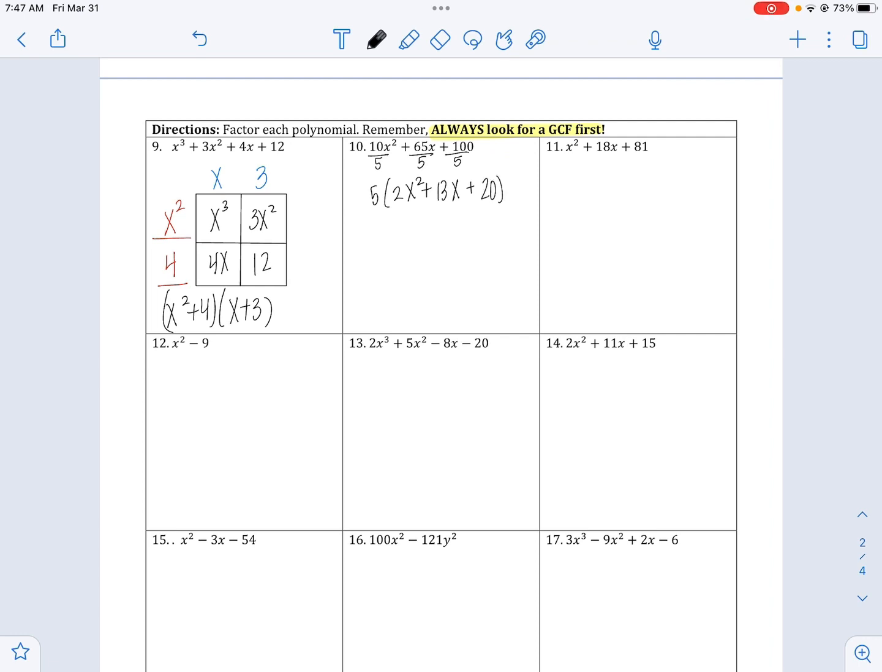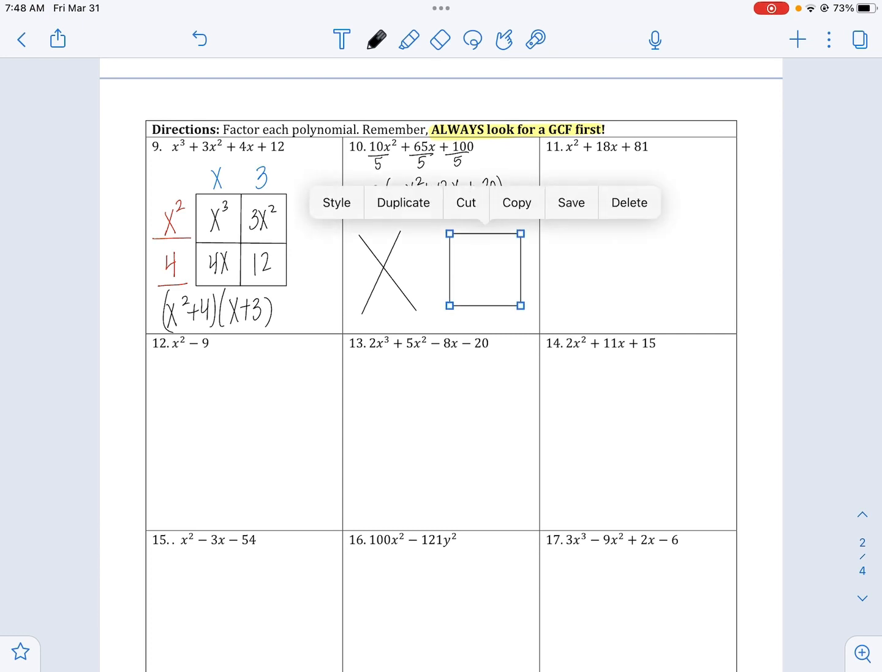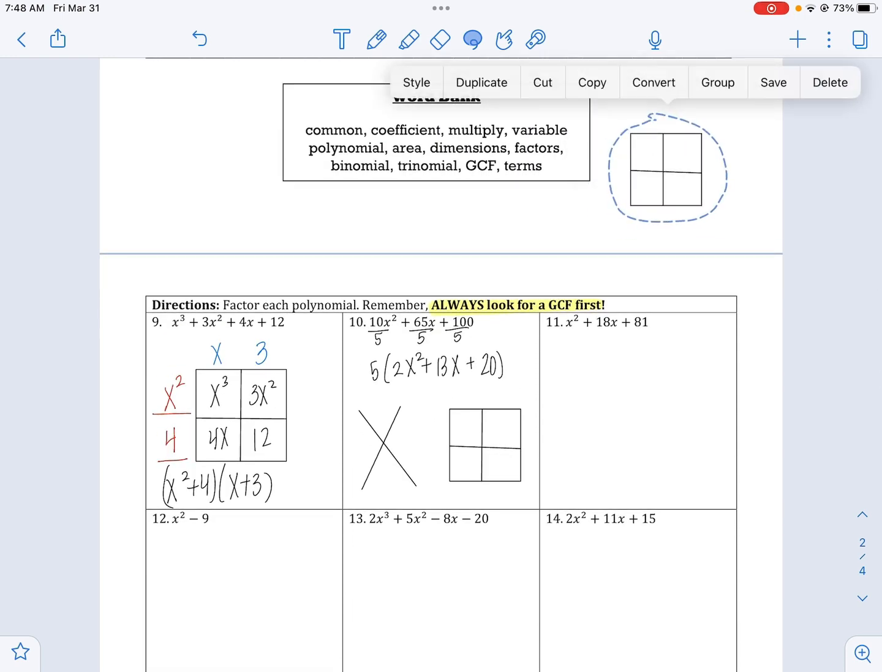Okay, now we look at the inside of the parentheses and we notice that there's 3 terms. Is there a GCF? No. Now we know that we have 3 terms, so we make sure that we do our X method and our box method. There you go. Now I'm going to just copy this and paste it up here so I don't have to keep drawing it.